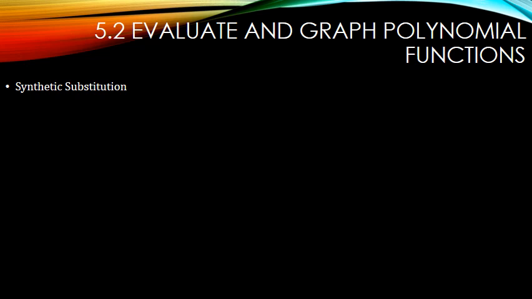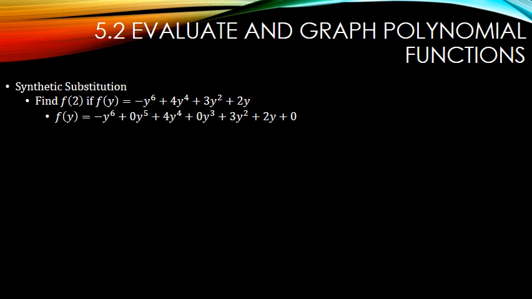There is a quicker method to plugging things in. It's called synthetic substitution. So let's say we want to find f of 2, and this is our function, f of y, where y is our variable. Now, notice we were missing some exponents on the y. Up here we had y to the 6th, but no y to the 5th. We have y to the 4th, but no y cubed. And we end with a y. We don't have a constant term. So we need to fill those in if we're going to use synthetic substitution. So we added a 0y to the 5th, a 0y cubed, and a 0 constant term.